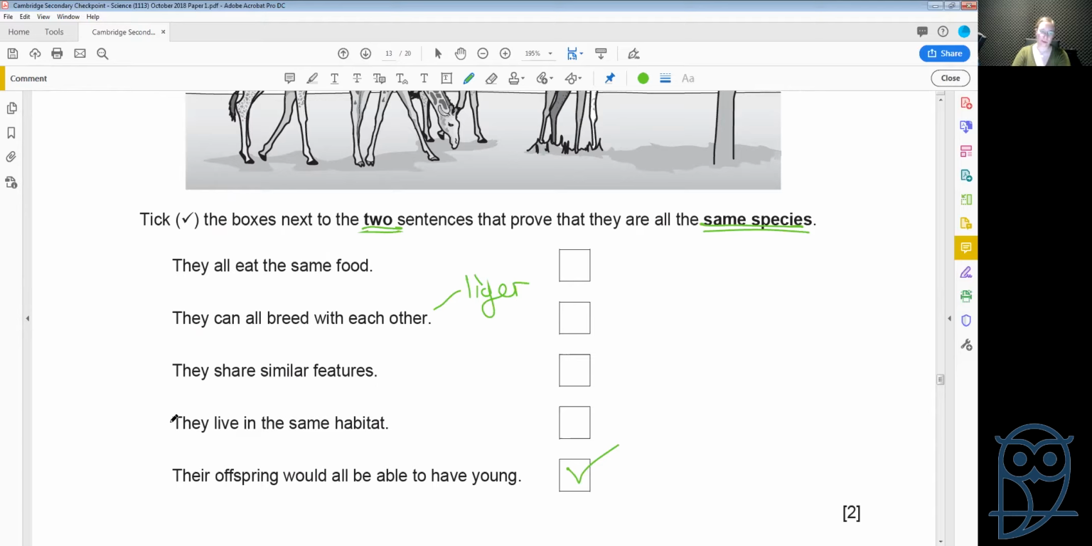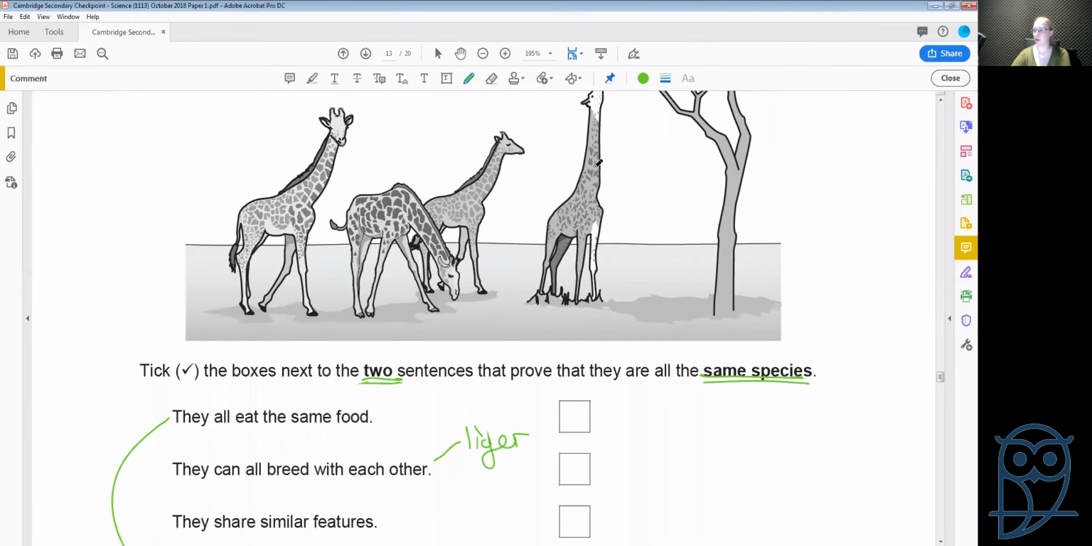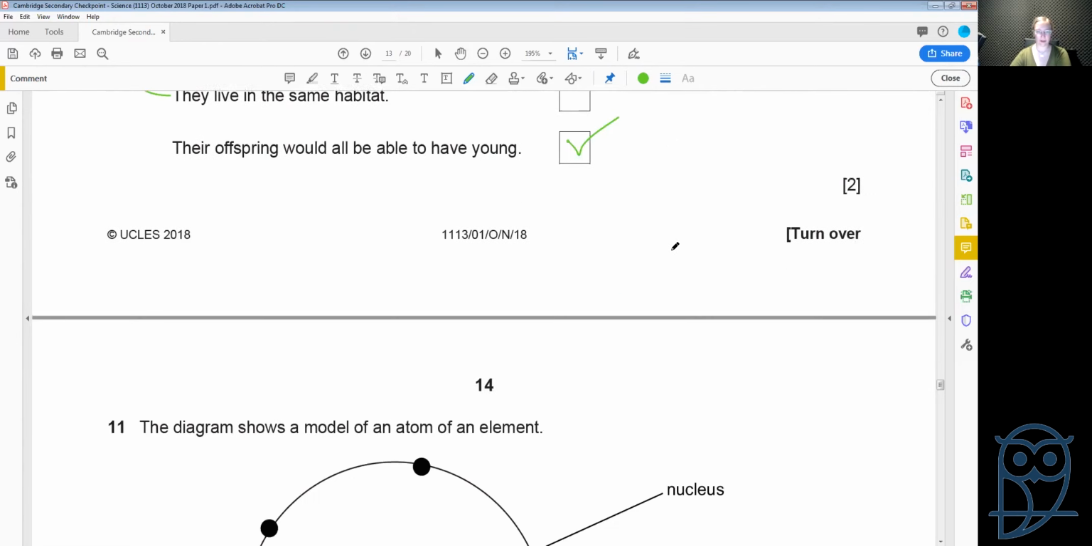So these 2 over here can describe other animals that also live in this habitat. For example, here we've got savanna areas, and they are eating leaves. Elephants also live in the same sort of environment, and they could also eat leaves. So this is not the things that show that these are the same species. So they share similar features will have to be. So there we go.